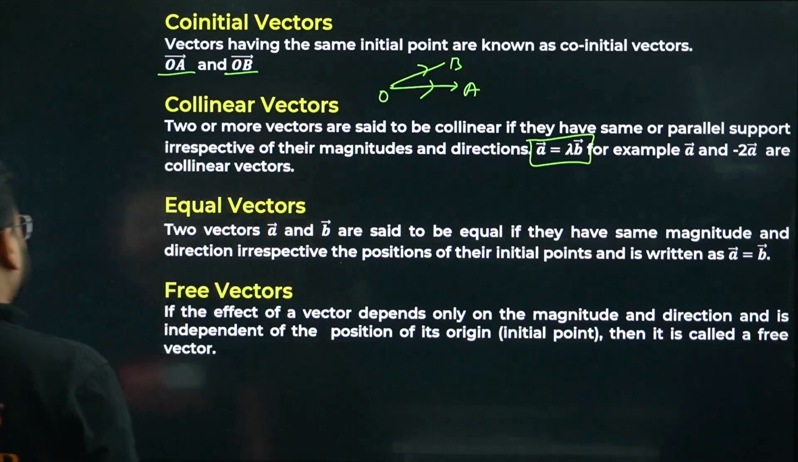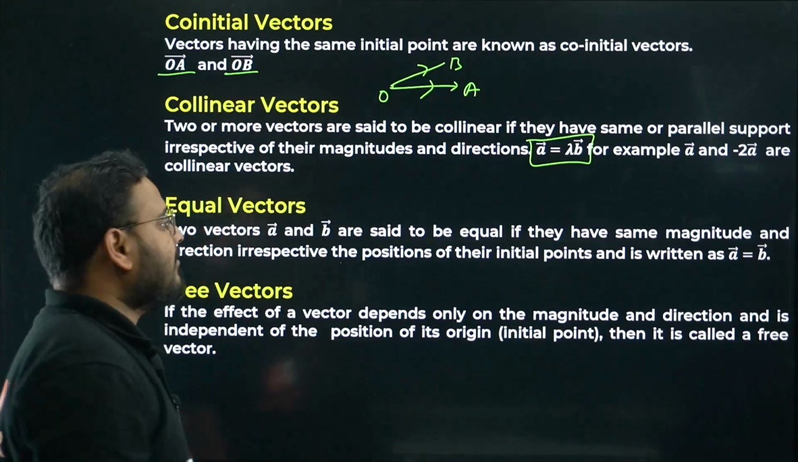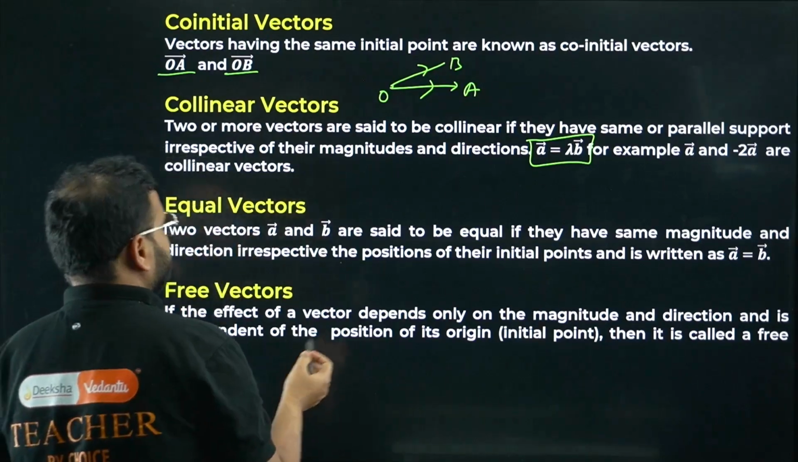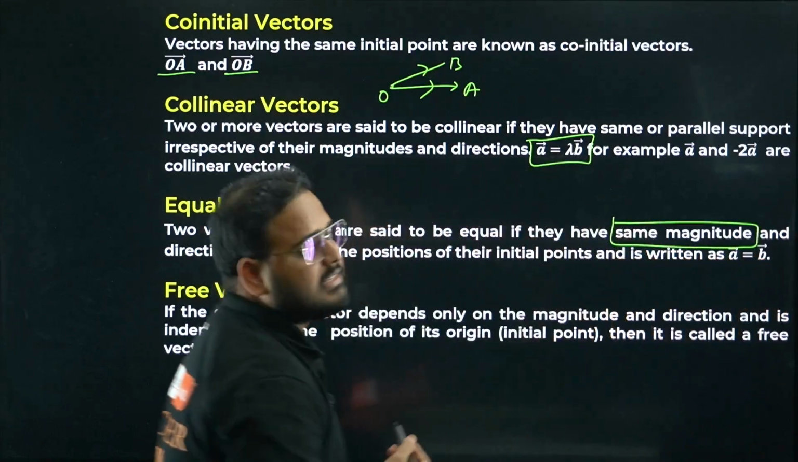Let's go on. Equal vectors now. In this case, what will happen? You should have the same magnitude and the same direction. This is the condition: same magnitude and same direction.